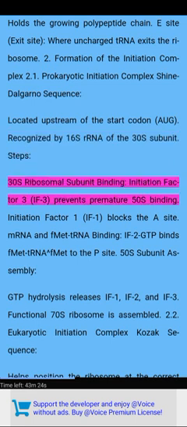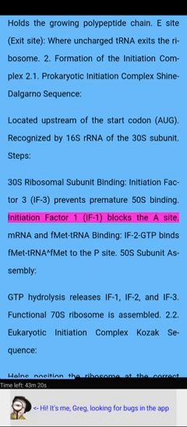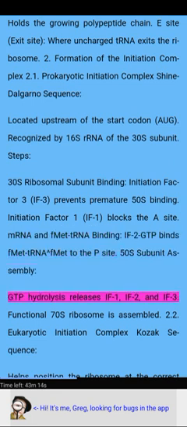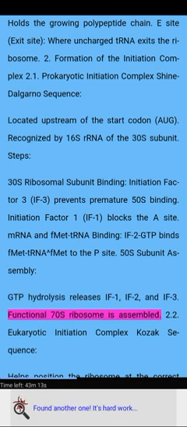Steps. 30S ribosomal subunit binding. Initiation factor 3, IF3, prevents premature 50S binding. Initiation factor 1, IF1, blocks the A site. mRNA and fMet-tRNA binding. IF2-GTP binds fMet-tRNA to the P site. 50S subunit assembly. GTP hydrolysis releases IF1, IF2, and IF3. Functional 70S ribosome is assembled.